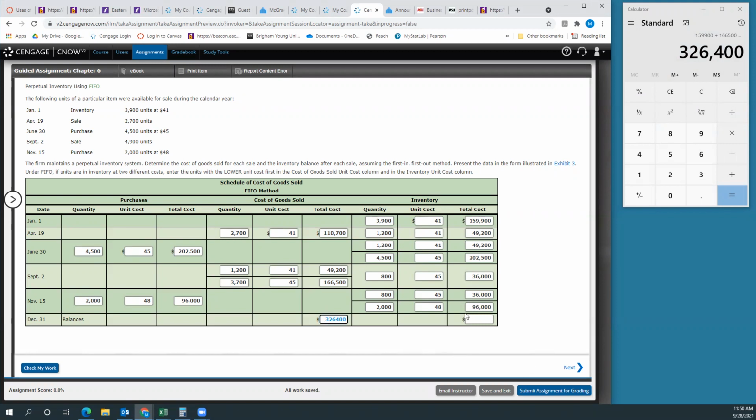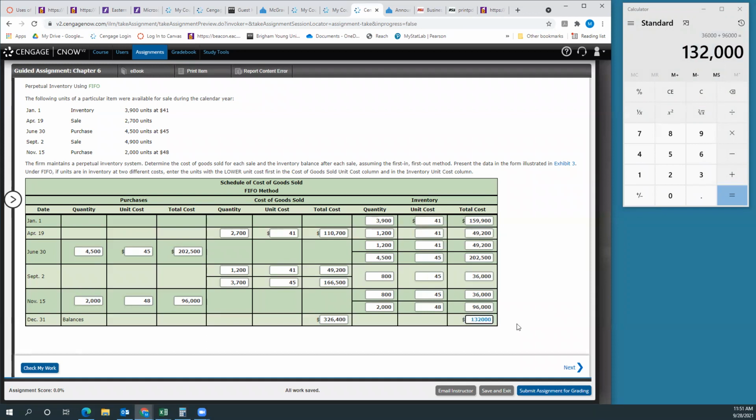But for our inventory, because it's an asset, it's just going to be our inventory as of the end of the month. So as of November 15th, we had 36,000 plus 96,000 in total cost of our inventory that's sitting there. And since we haven't purchased or sold any since November 15th, it's going to just be the sum of those two. In other words, what's the cost of our inventory that's sitting there at the end of the month, or at the end of the year in this case?